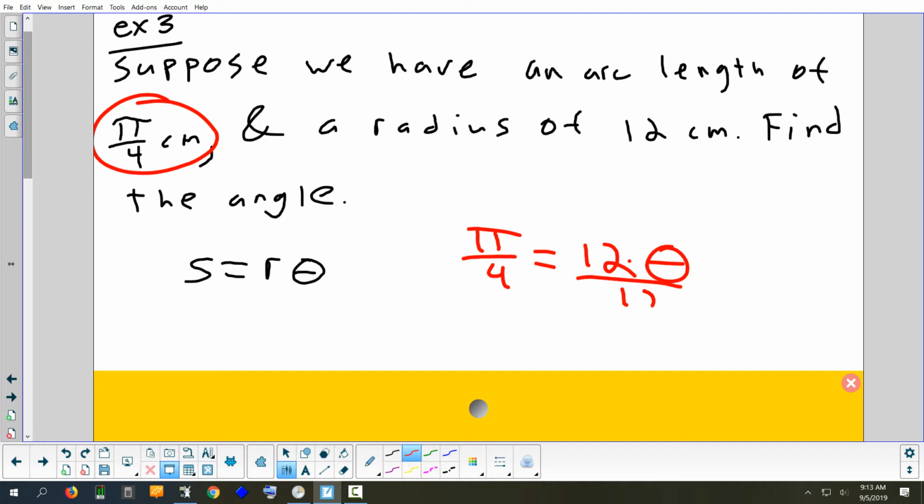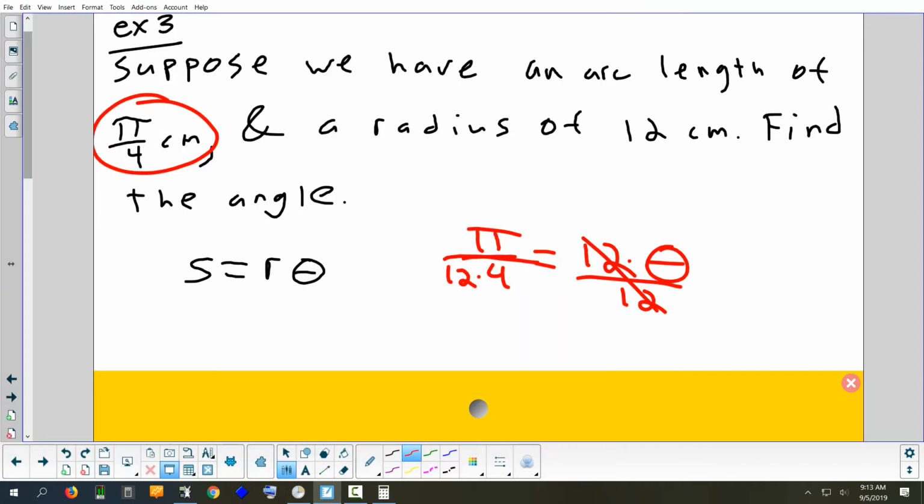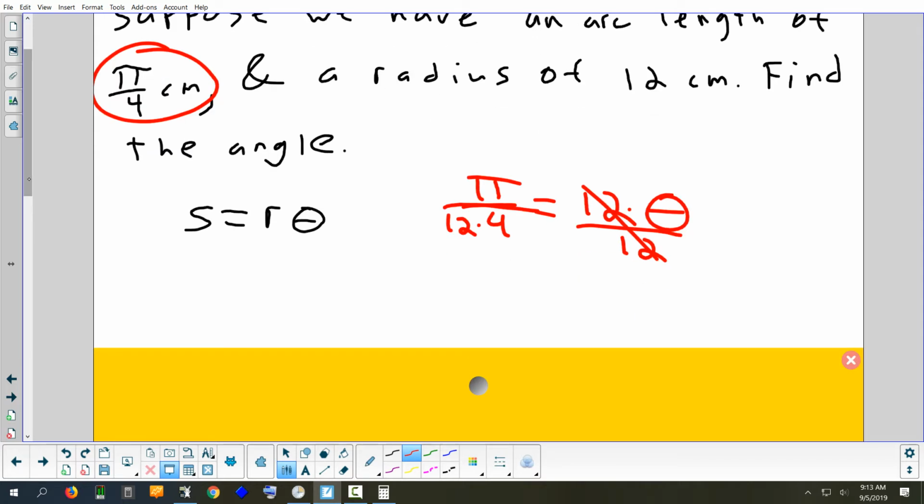Doing a divide by 12 here is the same as just putting a times 12 in the bottom of a fraction. So that's dividing each side by 12. And this cancels out. Okay, so what do I end up with as an answer? What's 12 times 4? 48. Okay. So that's my angle.